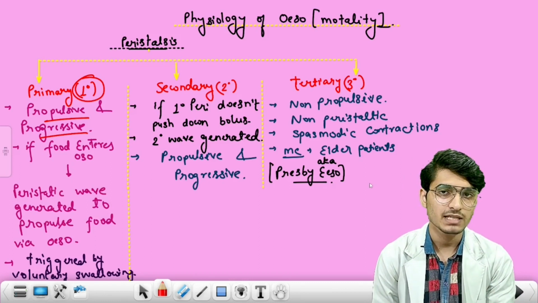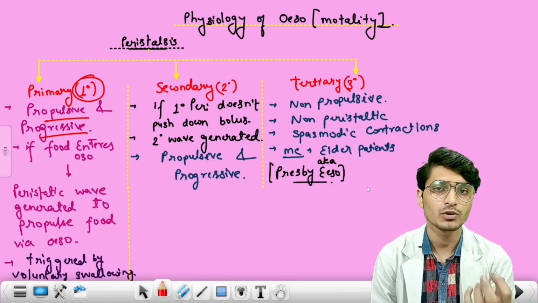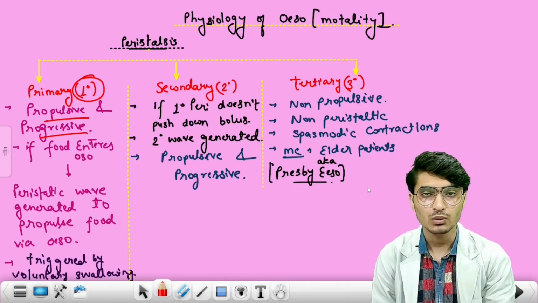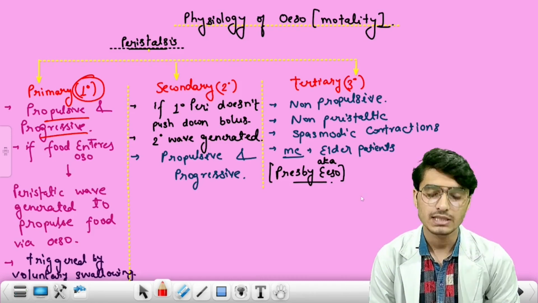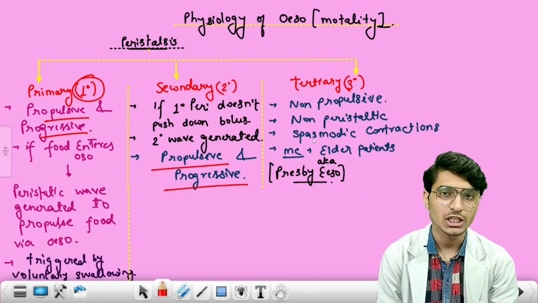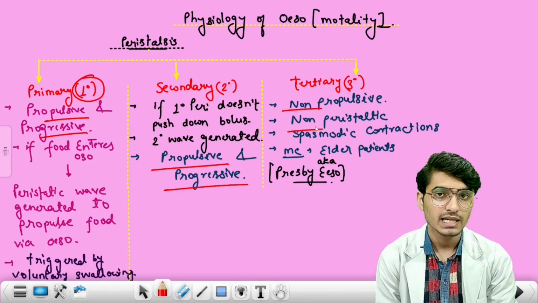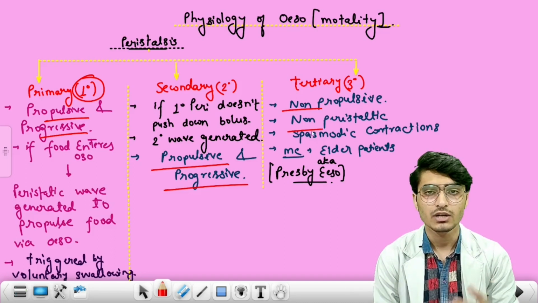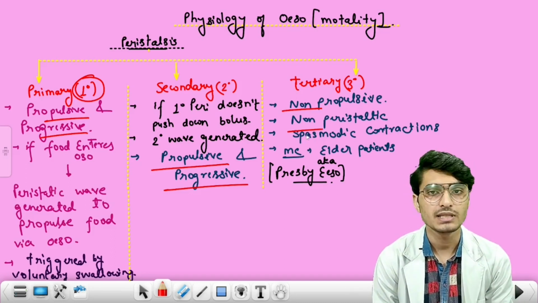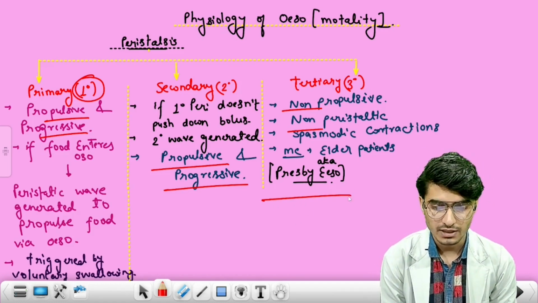And when the primary peristalsis is not able to push the food, the left out food bolus triggers the secondary wave of peristalsis, and the secondary wave will push this food bolus to the stomach, and this is also progressive and propulsive in nature. And tertiary peristalsis is not propulsive, not peristaltic and not propagative in nature. Rather, it is just spasmodic contractions of the esophagus, and that is more commonly seen in the elderly population. That's why it is called presbyesophagus.